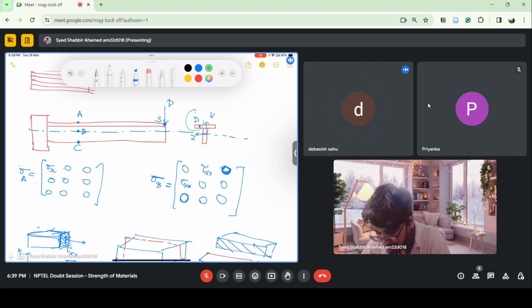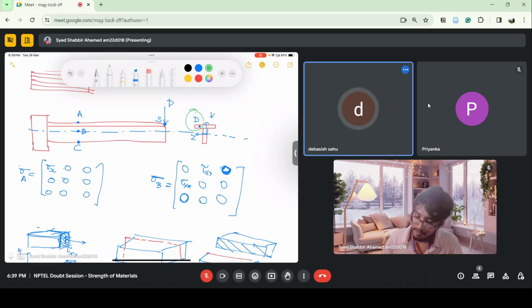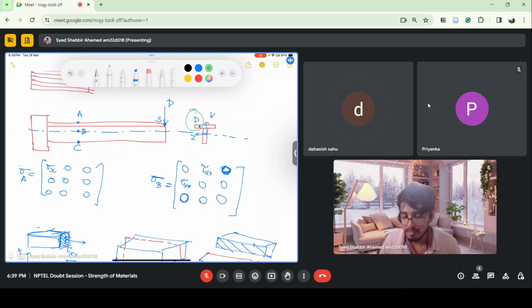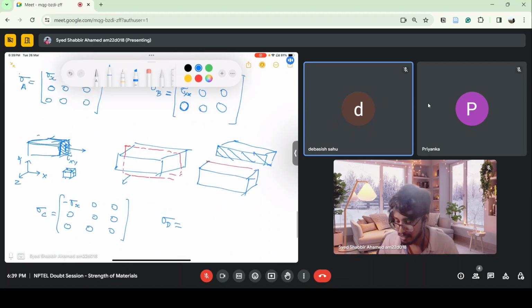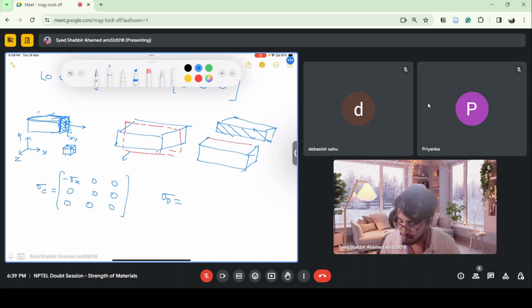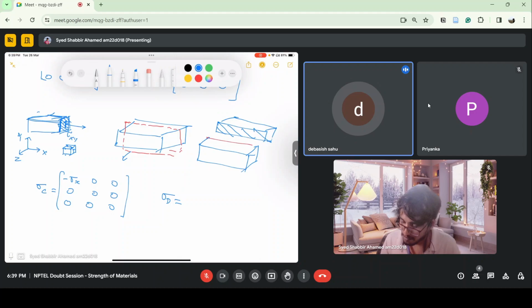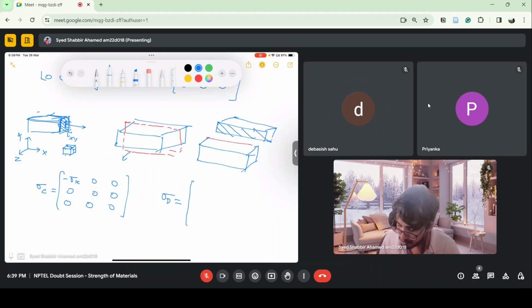D. You can see this, right? So at this point, what does the stress tensor look like? There is a shear stress, and at the same time sigma x is also there, a tensile stress. Tau xy is there, and tau yx is there.